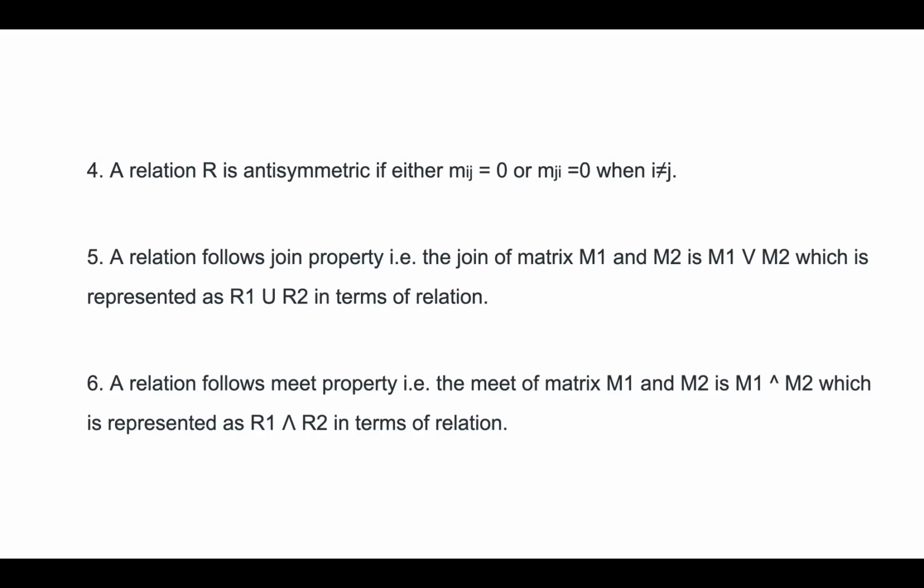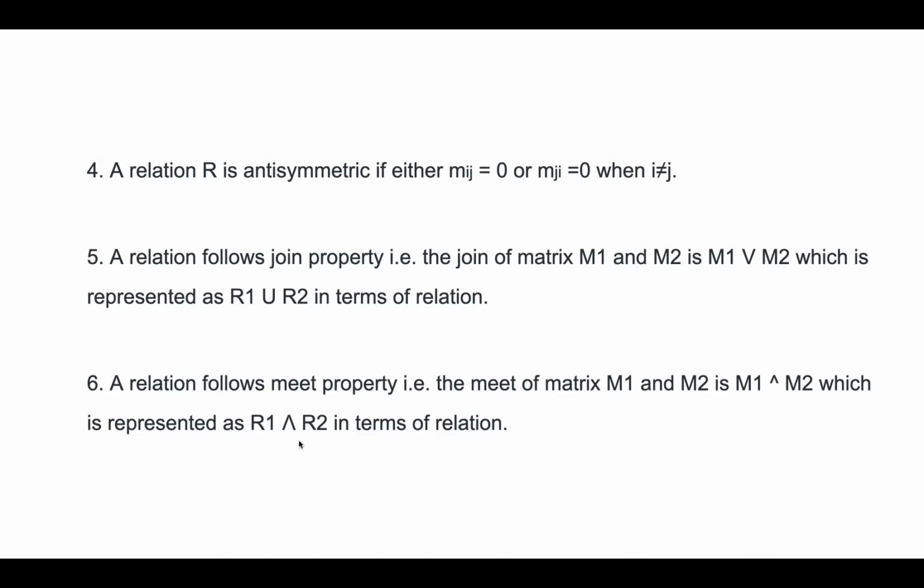Same case with meet property. A relation follows meet property, that is the meet of matrix M1 and M2 is M1 meet M2, which is represented as R1 intersection R2 in terms of relation. Okay, R1 intersection R2. This sign represents here the intersection. Okay, we write it like inverted U, but here that sign is not available.